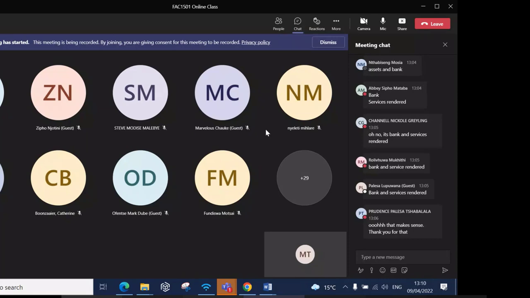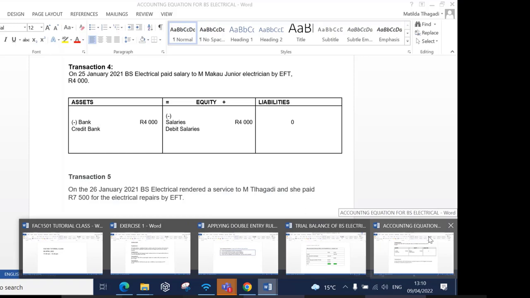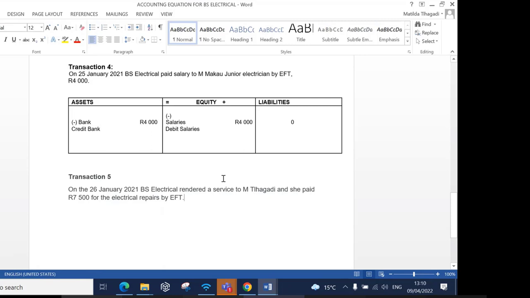But in this case, it's a cash transaction. There is nothing on account in this transaction. This will be what? Bank. So I need you to just understand that point. The two accounts affected here are bank and income, or service rendered. So guys, that is correct. The two accounts are what? Bank, because this was paid by EFT, and income or service rendered. So this income came into BS Electrical.